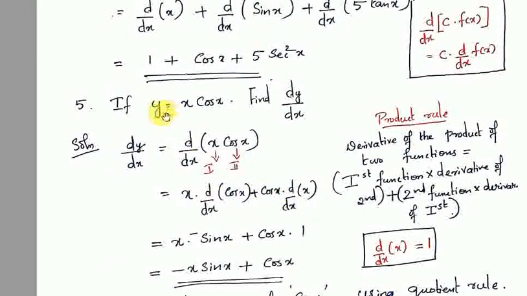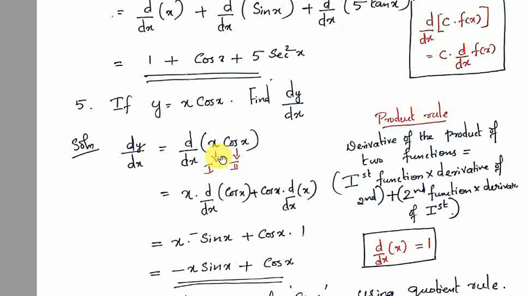Next question. If y equals x cos x, find dy by dx. dy by dx equals d by dx of, what is y here? x cos x. So instead of this y, we can write x cos x. x into cos x. In between here, there is no sign, plus or minus, no sign is there. So it is the form of the product form. So we have to apply product rule.